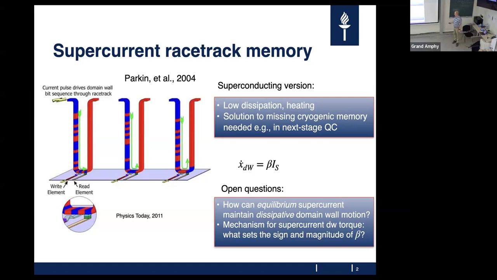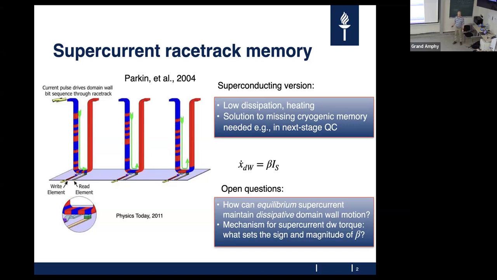One is the fact that domain walls are not superconducting. There is Gilbert damping in magnets, and once the domain wall moves, that involves magnetization precession, and the magnetization precession is damped by Gilbert damping. Therefore, you need to supply power somewhere, whereas in the usual ordinary supercurrent case, you don't. It's an equilibrium current, and you don't need any power. The question is, how can this equilibrium supercurrent maintain this domain wall motion?